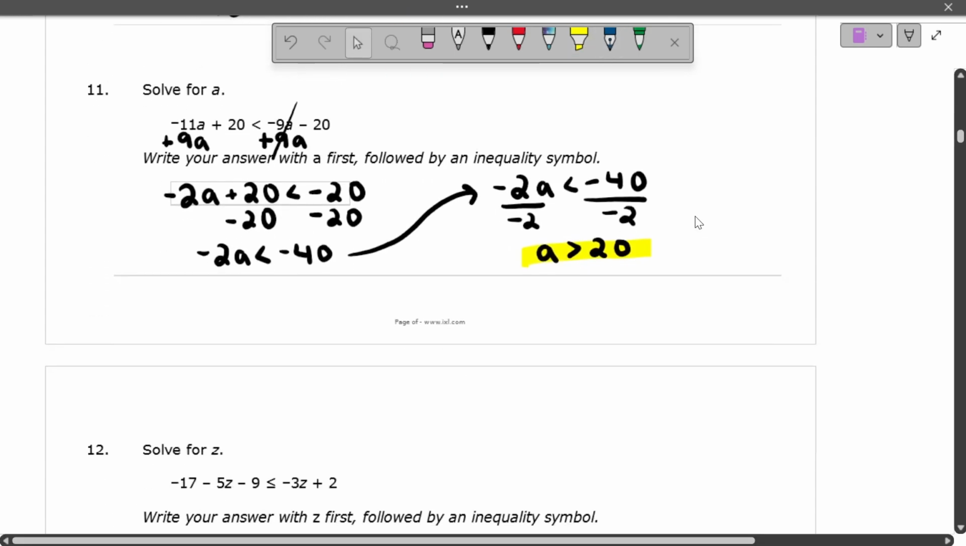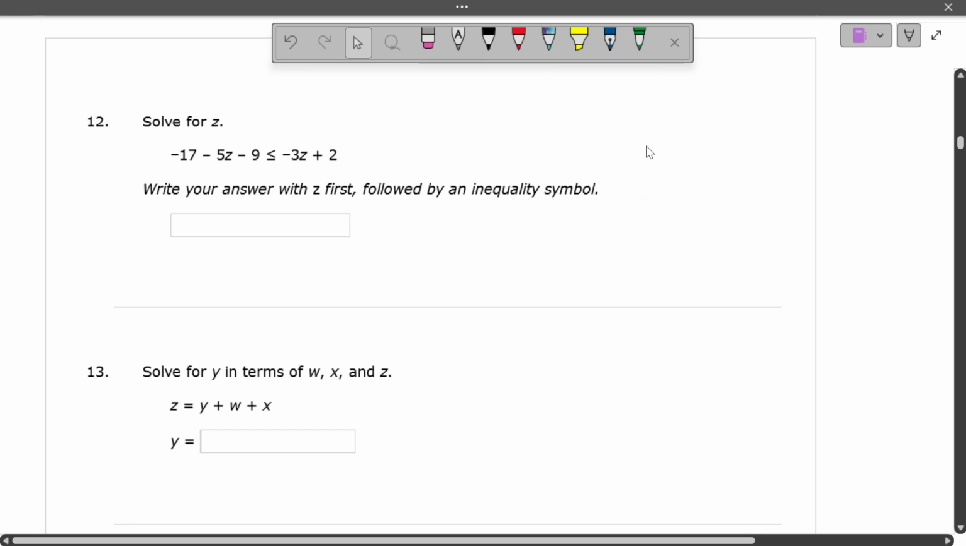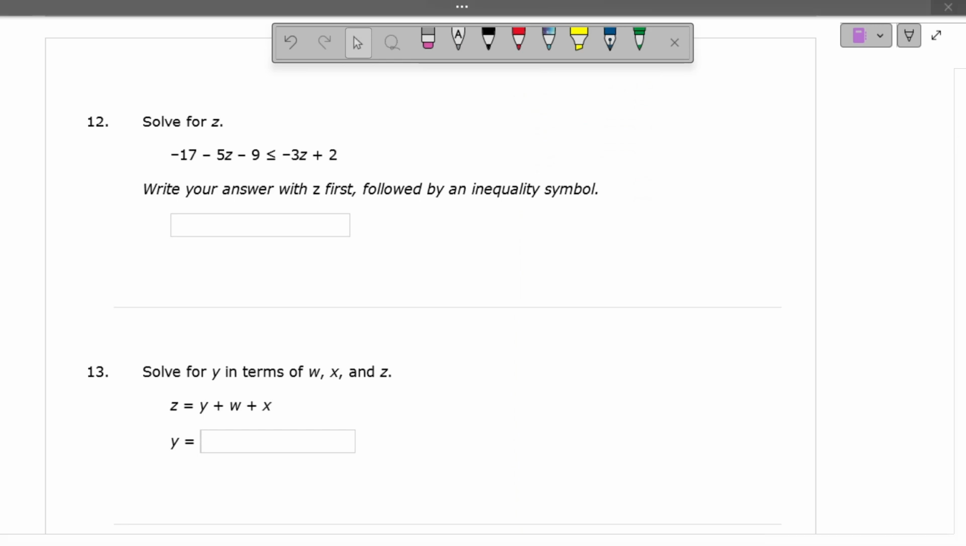So let's just get that. I'm going to scroll down so we can see 12 and 13. All right, some more multi-step equations.